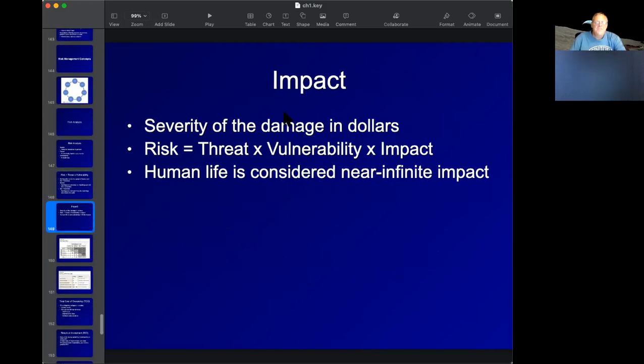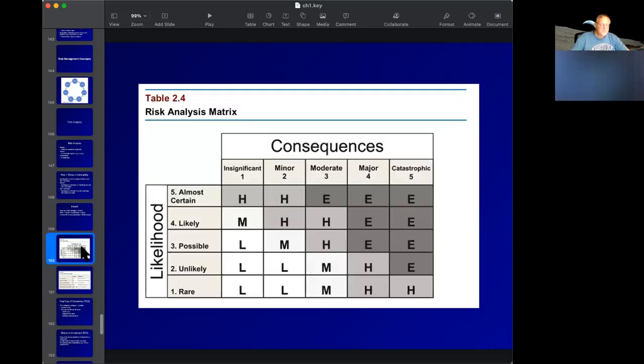So the impact is the severity. So threat times vulnerability times impact. And of course, for most of us, it is entirely unacceptable to have people killed, so human life is considered essentially infinite impact. You really don't want to do things that allow people to get killed.